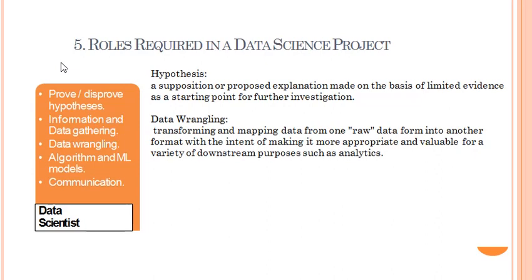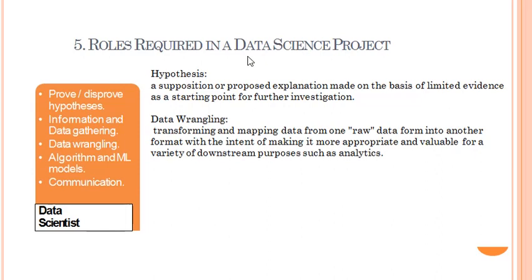The third thing is data wrangling, the fourth thing is the design of algorithms and the machine learning model, and the last thing is to communicate the results. So what is the hypothesis? A hypothesis is a supposition or proposed explanation made on the basis of limited evidence as a starting point for further investigation, right? So we need a starting point from which we could start our investigation. A hypothesis is basically a proposed explanation which is made initially based on some limited evidence.